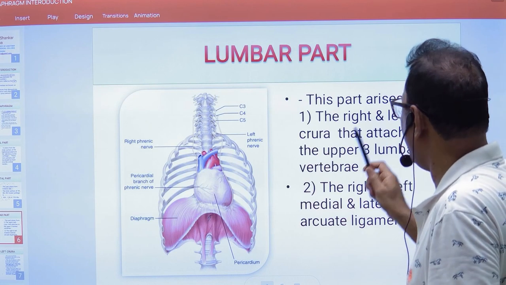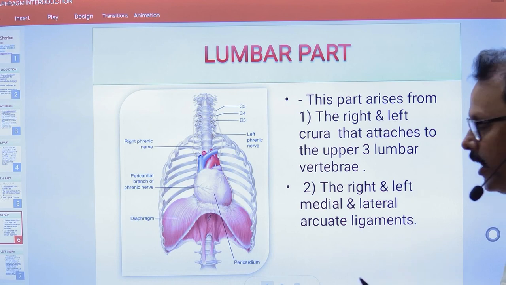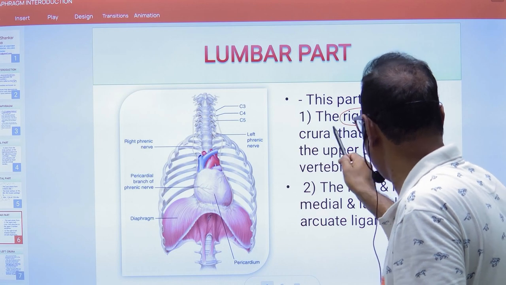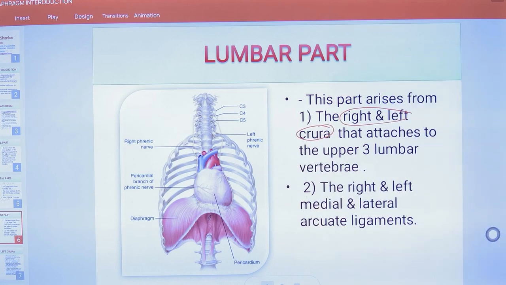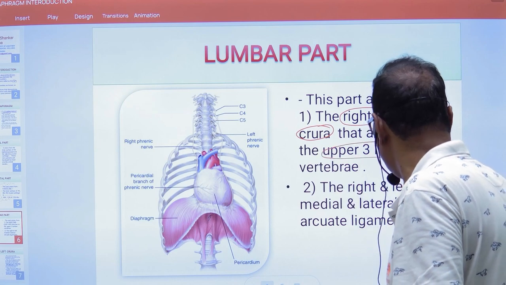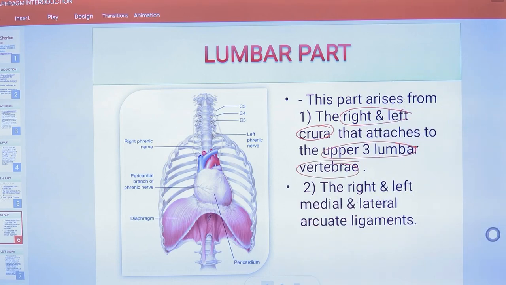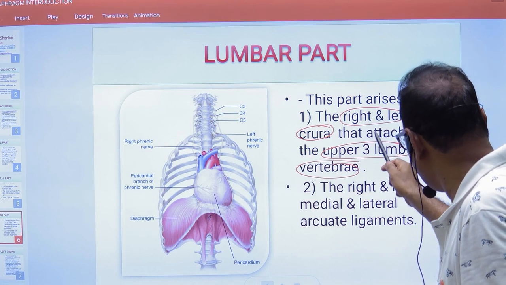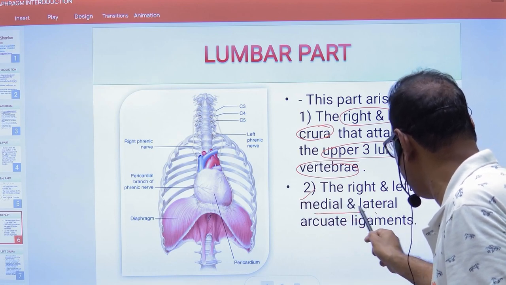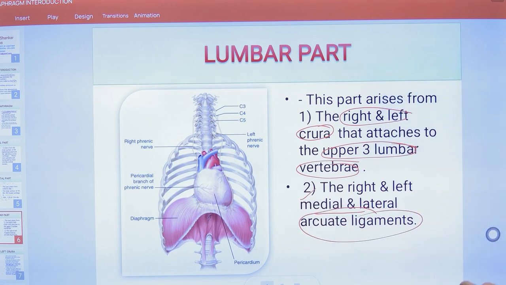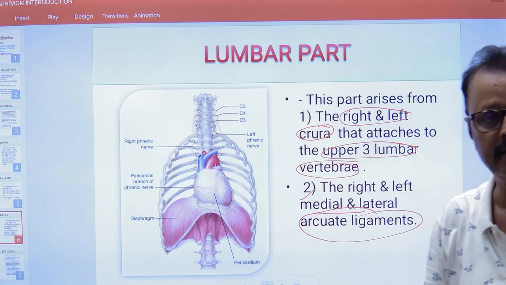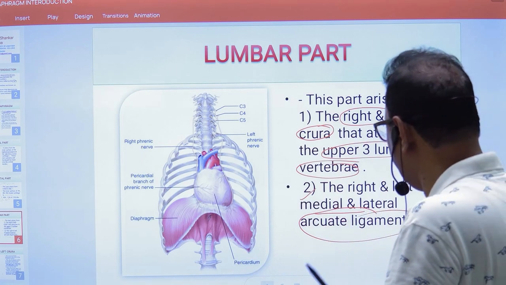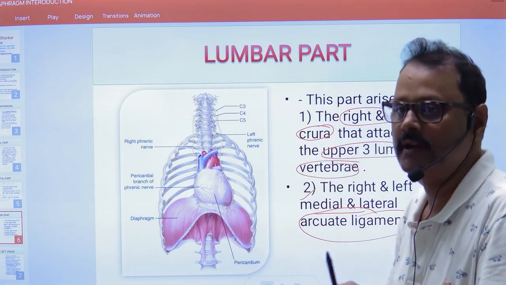Now coming to the lumbar part, which is quite important. It arises from the right and left crura. With these crura, it attaches to the upper three lumbar vertebrae. It also has the medial and lateral arcuate ligaments. Through the right and left crura and the medial and lateral arcuate ligaments, the lumbar part of the diaphragm arises from the lumbar vertebrae to get inserted again into the central tendon.